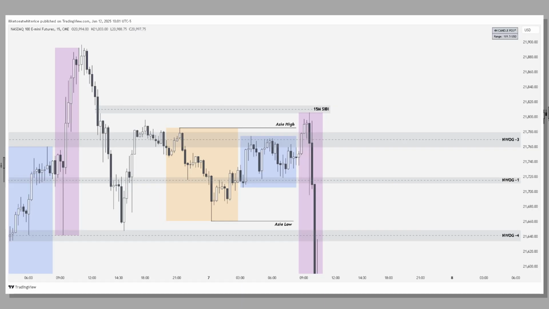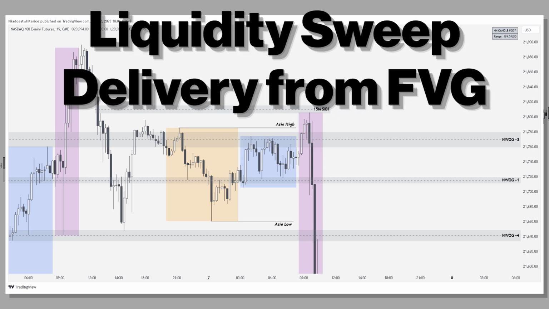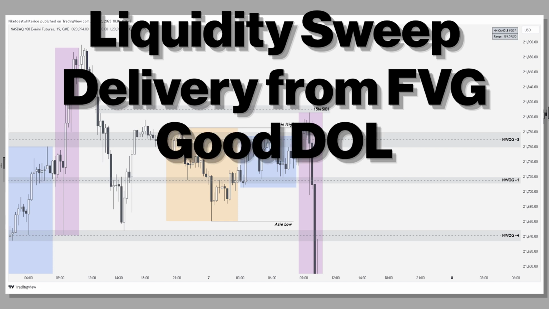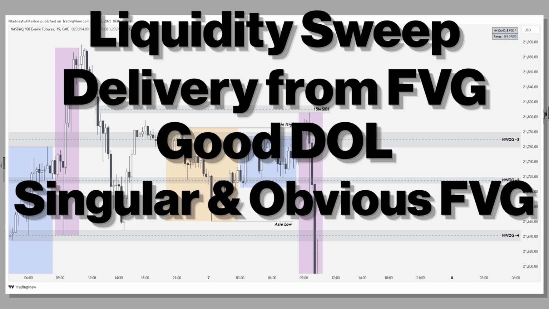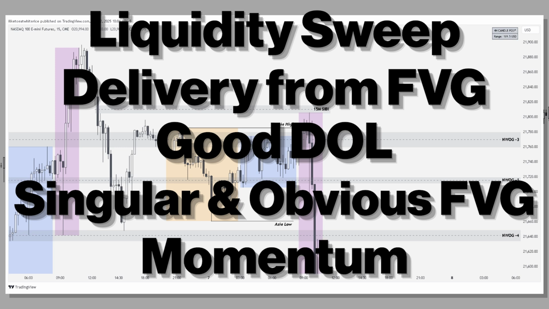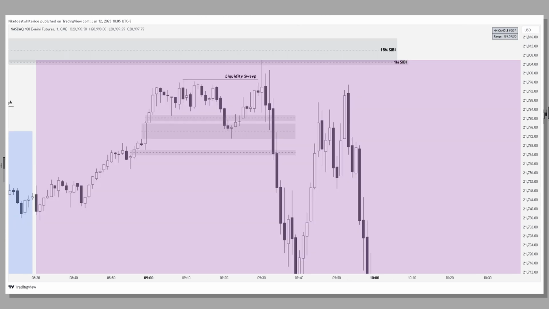If we zoom out further, we can also see that we are respecting the 15-minute fair value gap. With the iFVG model, we want to see a liquidity sweep, delivery from a fair value gap, good draw on liquidity, and an inverse of a singular and obvious fair value gap with momentum. With that in mind, if we zoom into the 1-minute chart, do you see any good entries? No, because the fair value gaps aren't singular.